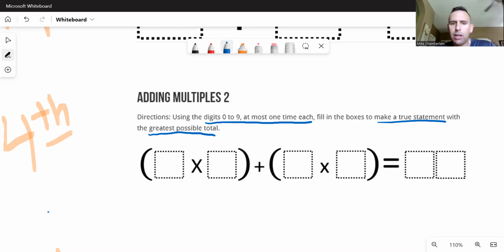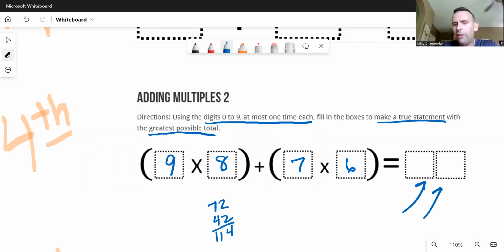Well, if I want the greatest possible total, I can see something times something plus something times something. If I want to make it large, maybe I just choose the very largest I can do, which is 9 times 8. 9 times 8 is 72. Make a little note of that here, it's 72. I want to add in something else. So if I did something large here as well, like let's see, okay, 7 times 6, that's 42. That's also pretty large. But if I add those together, I actually get a 3-digit number, 114, and it doesn't fit in there, does it? So I can't do something quite that large.